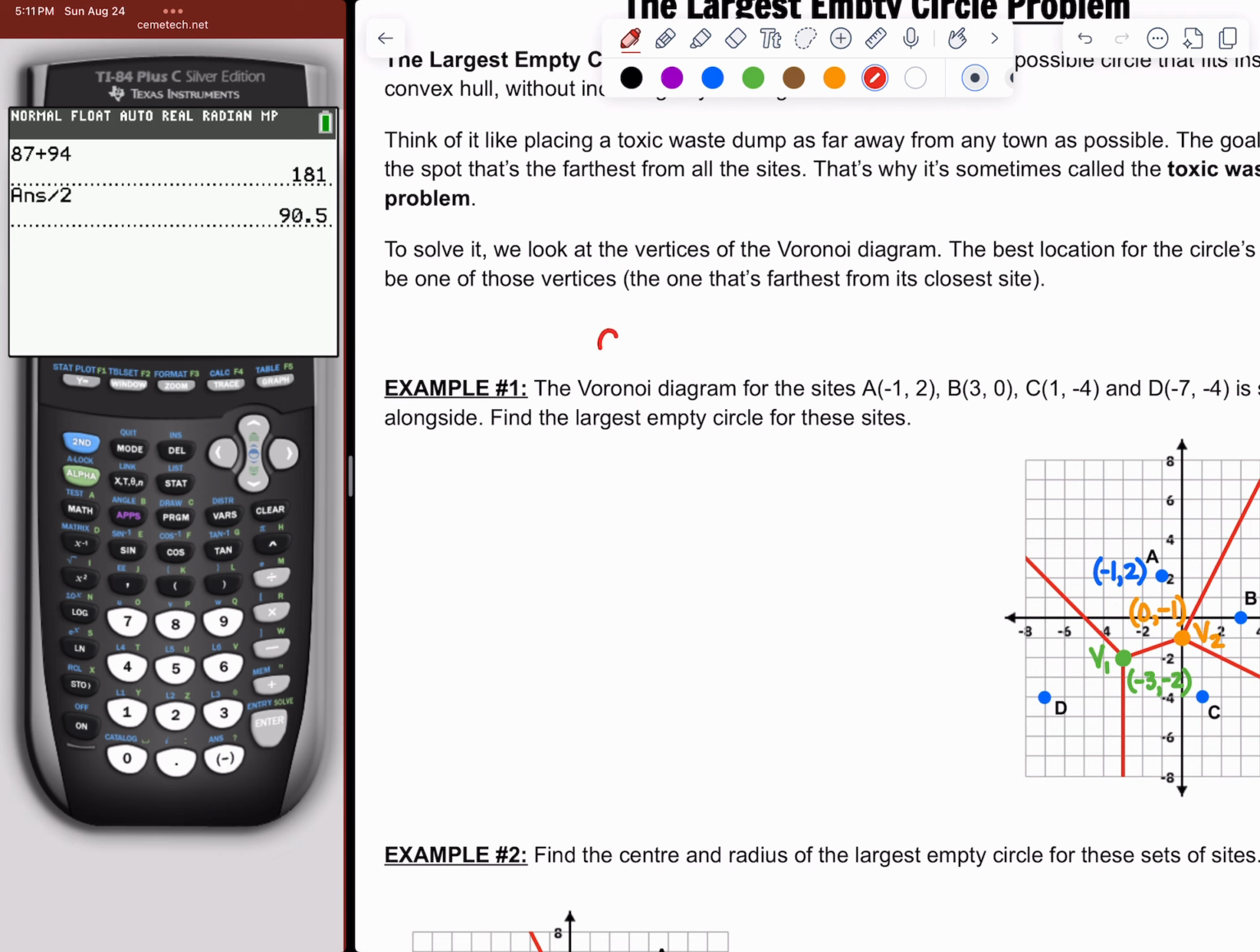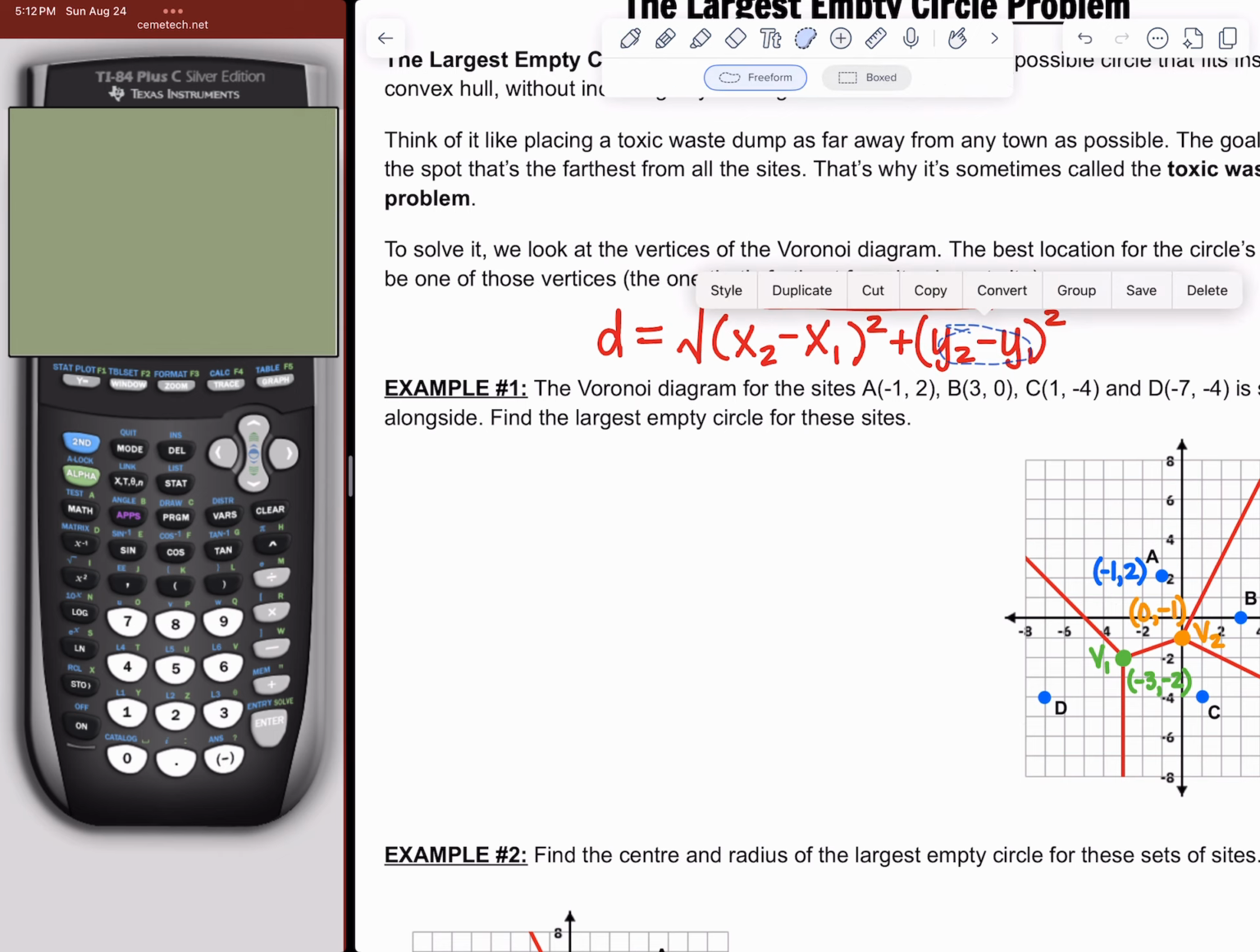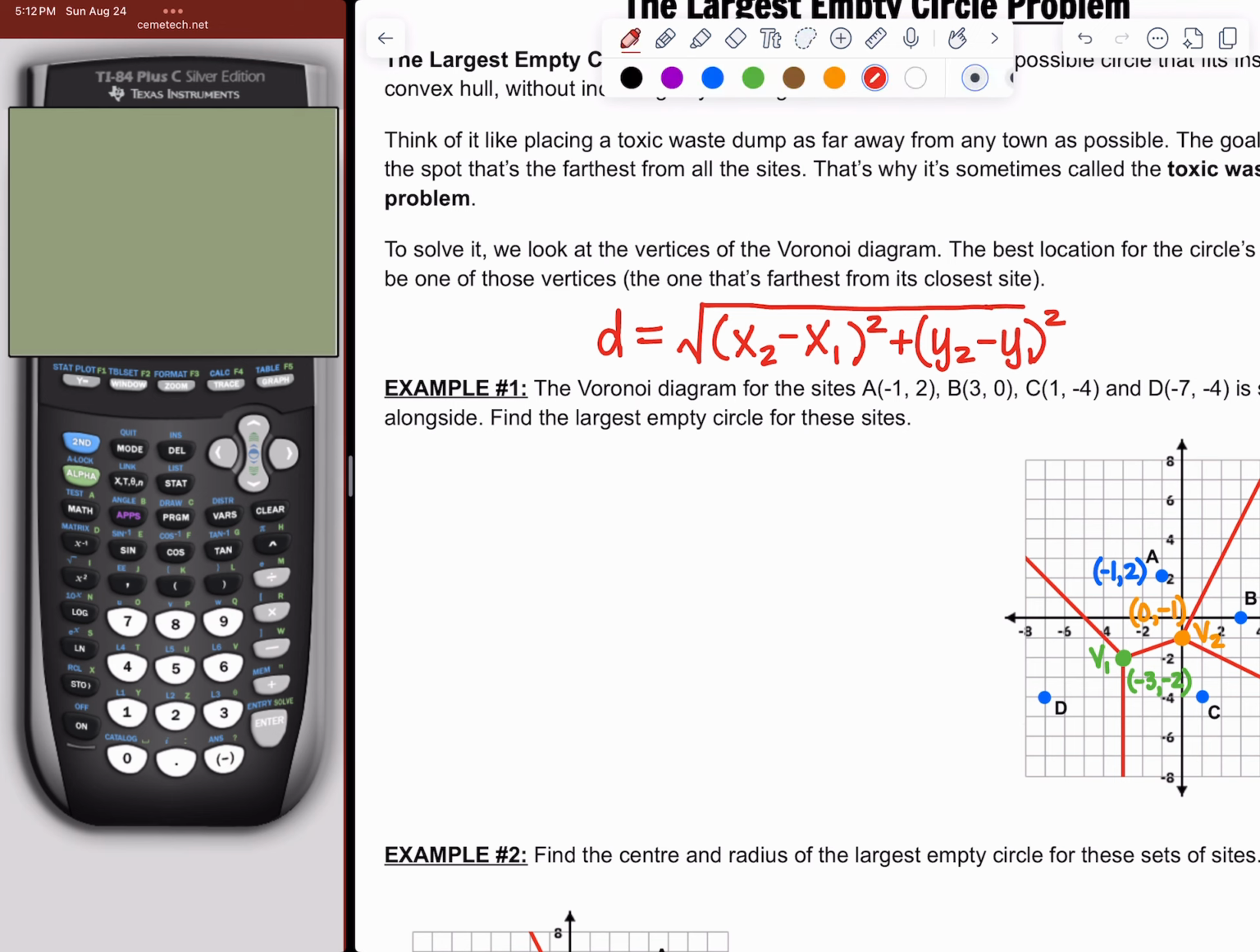And we should remember that the distance formula between 2 points is going to be the square root of x sub 2 minus x sub 1 squared plus y sub 2 minus y sub 1 squared. Okay, so that is the distance formula. So we're going to apply it. Remember, it does not matter which point is the x1, y1 or the x2, y2, as long as you keep things consistent. That is the most important part.